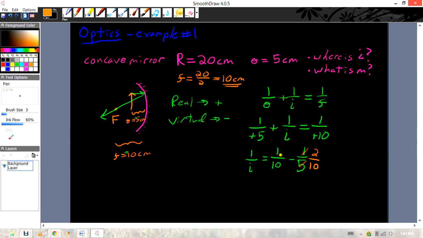Common denominator, right? And then we end up with 1/10 minus 2/10, which is negative 1/10. Don't forget, the most important thing to remember is this is 1 over I, so that means you gotta flip, and you get I is negative 10 what? Centimeters.